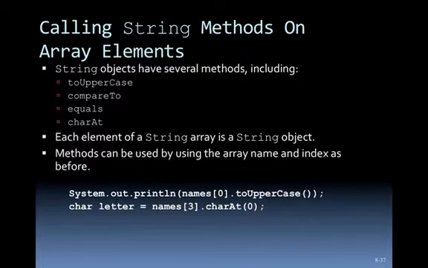One of the things that we need to think about is, of course, string objects all have several methods: toUpperCase, compareTo, equals, charAt. We're going to talk about all of these in another lecture. But we can do it on each element of the array since each element is a string object.